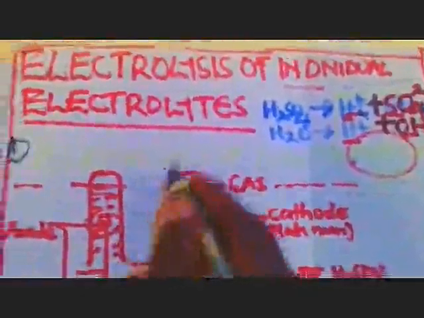Now members, we are looking at the electrolysis of individual electrolytes. Our first electrolyte is sulfuric acid. In this cell we are using what we call an electrolytic cell. An electrolytic cell must have an anode and a cathode. How do you tell the anode and the cathode?